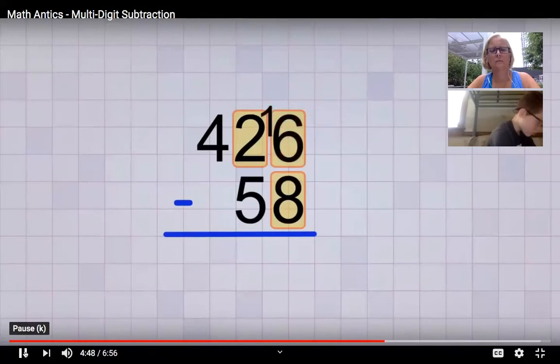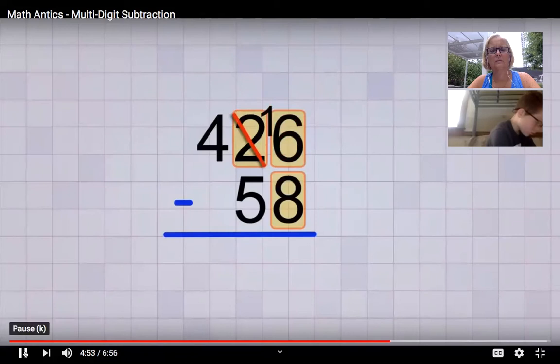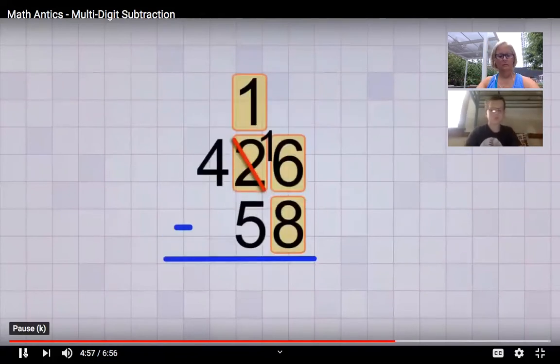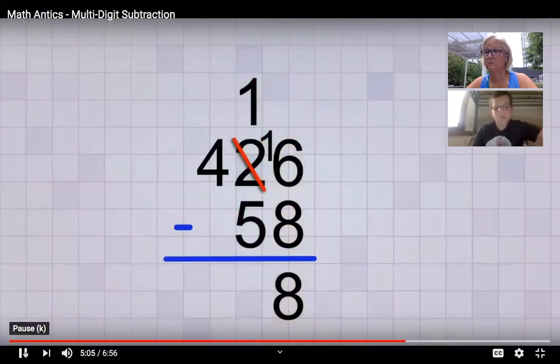And don't forget to make the digit we borrowed from smaller by 1. You can just cross it out and write the new smaller number above it, like this. Okay, now we can subtract from the first column. 16 minus 8 equals 8. Now for the tens place. Since we borrowed from this column, it's become 1 minus 5.